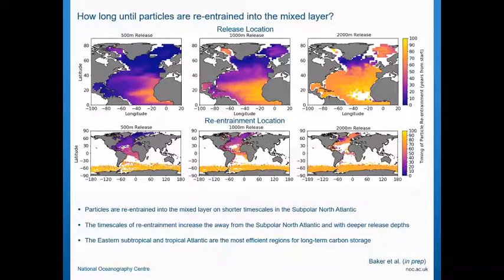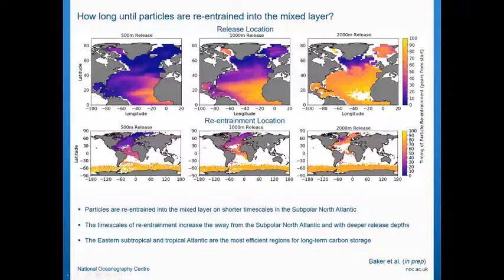So briefly to go on to some results. Pulling in all of this particle and trajectory data, we can come up with these spatial plots, and we can look at how long it was until particles were re-entrained into the mixed layer, but also the location in which they were re-entrained. So just to orientate you to this figure, these are particles that were released at 500 meters, 1000 meters and 2000 meters. The colour scheme is the timing of particle re-entrainment, so it's a median per grid cell. And on the top panel is the release location of the particles, and then on the bottom panel, the data is plotted by the re-entrainment location of the particles.